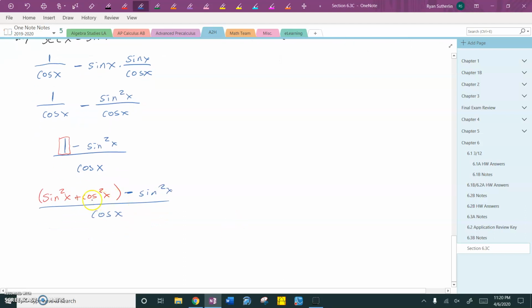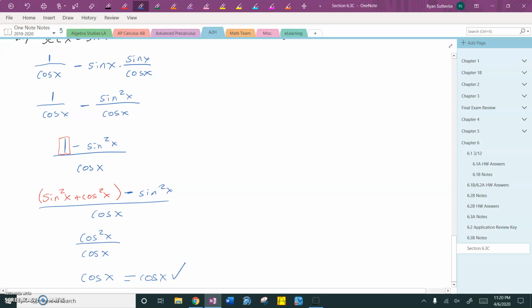Now, look what happens. Sine squared minus sine squared, it goes away. I'm left with cosine squared divided by cosine of x. So it's kind of like taking x squared over x, which just leaves me with cosine of x, which is what this problem first wanted me to show.